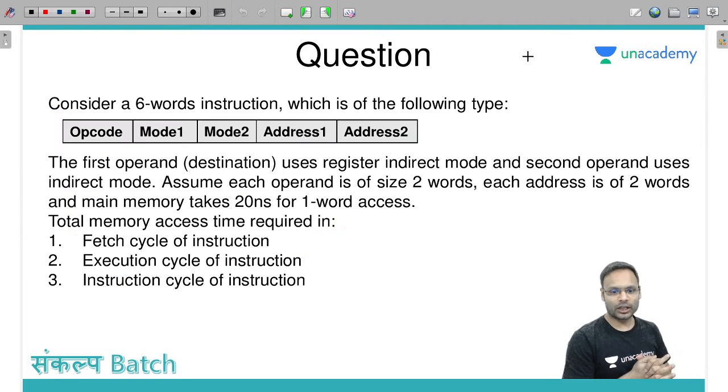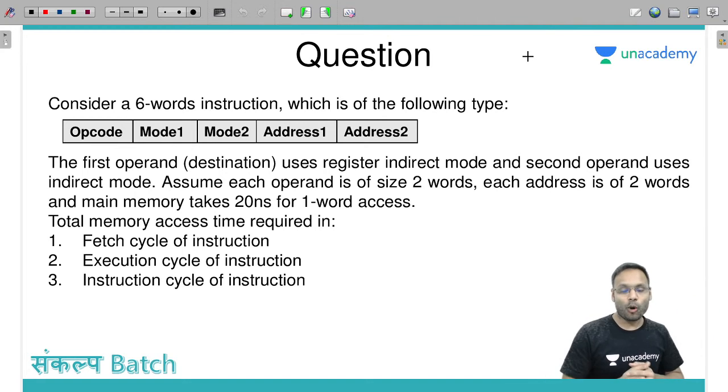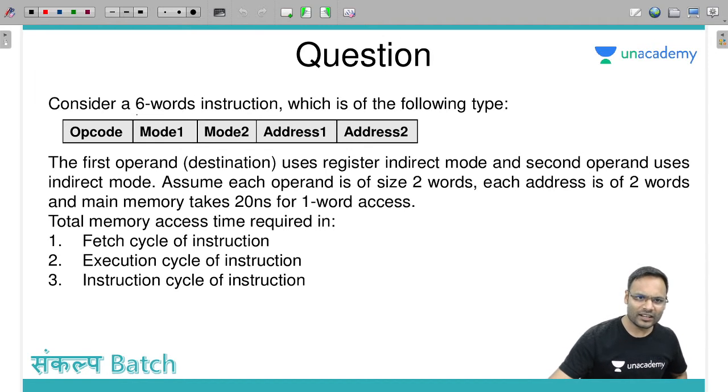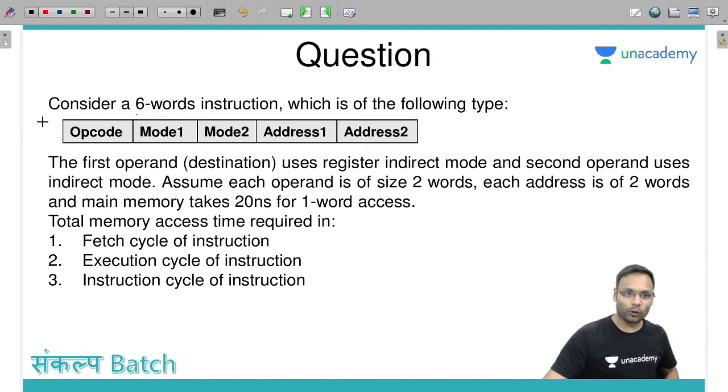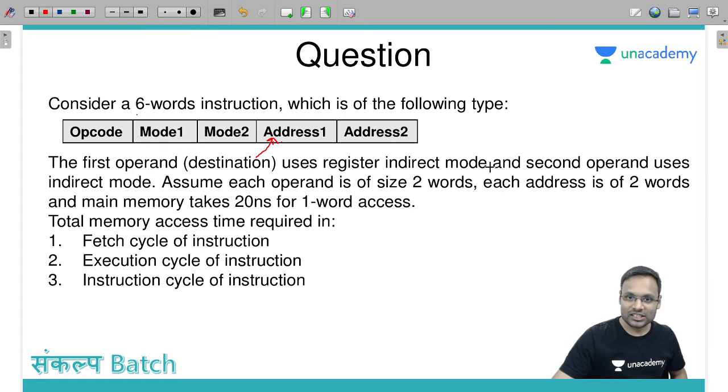चलिए आगे बढ़ते हैं. एक क्वेश्चन है, बहुत बहुत इंटरेस्टिंग टाइप का क्वेश्चन है. इस क्वेश्चन से आपको काफी कुछ सॉल्व करने को मिलेगा, बहुत कुछ अच्छा समझने को मिलेगा. कंसीडर अ 6-word इंस्ट्रक्शन विच इज ऑफ फॉलोइंग टाइप. इंस्ट्रक्शन में है ऑपकोड, 2 डिफरेंट मोड्स फॉर 2 डिफरेंट एड्रेसेस. सो ये एड्रेस का अलग मोड हो सकता है, इसका अलग मोड. द फर्स्ट ऑपरेंड डेस्टिनेशन है. व्हाट इज द मीनिंग ऑफ डेस्टिनेशन? डेस्टिनेशन मीन्स ऑपरेशन परफॉर्म करने के बाद रिजल्ट वहां स्टोर होगा. फाइन. यूजेस रजिस्टर इनडायरेक्ट मोड.